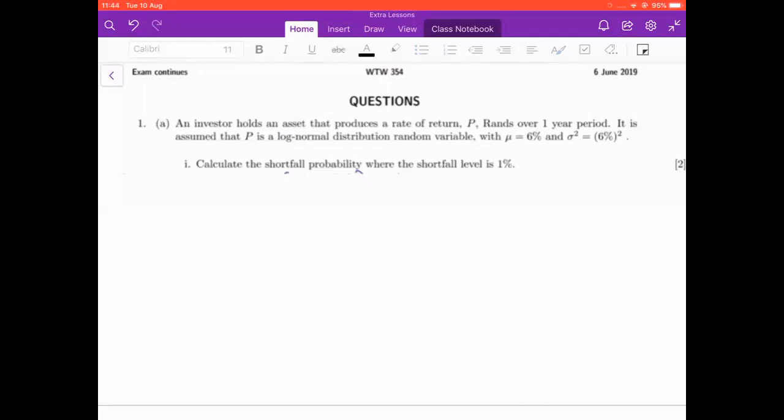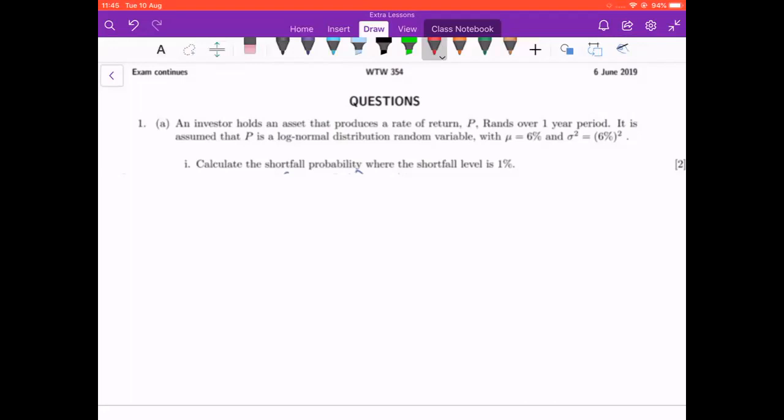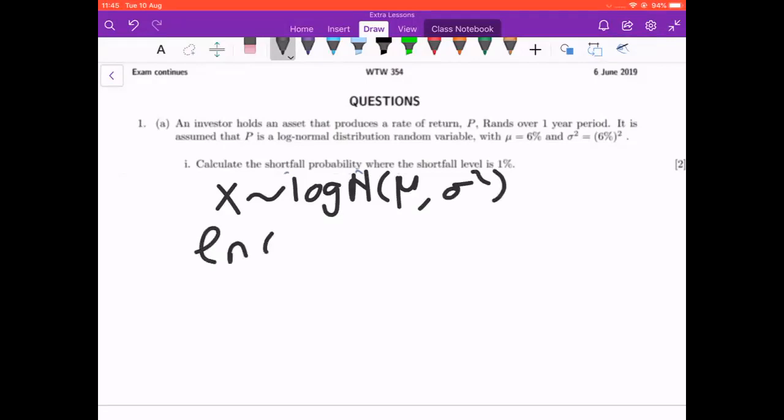So anyway, the question says that an investor holds an asset that produces a rate of return of P over a 1 year period. It is assumed that P has a log normal distribution, with mu 6% and sigma 6% squared. Calculate the shortfall probability. As you learned in stochastic interest rate, when X has a log normal distribution with mu and sigma squared, then ln of X is going to be normally distributed with mu and sigma squared parameters.